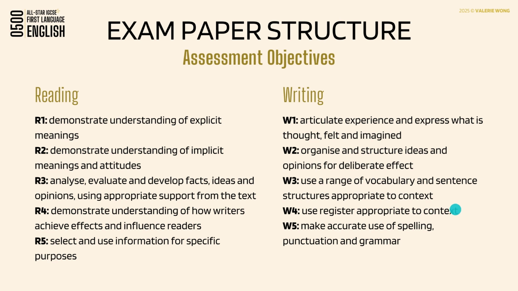Writing point number 2, organize and structure ideas and opinions for deliberate effect. To sequence and connect the ideas and opinions effectively within your written response to interest and influence your reader. Now, writing point 3, use a range of vocabulary and sentence structures appropriate to context. When we're talking about spelling, it doesn't matter whether you use American or British spelling, just make sure it's consistent. Alright, you use those deliberately within each written response to achieve certain effects.